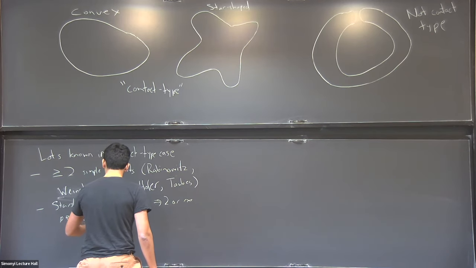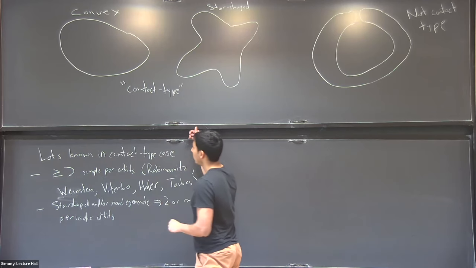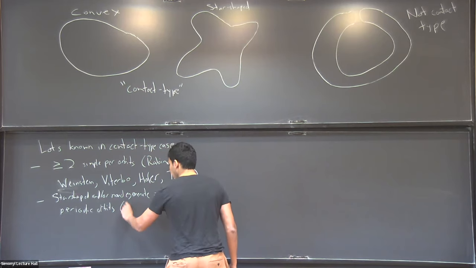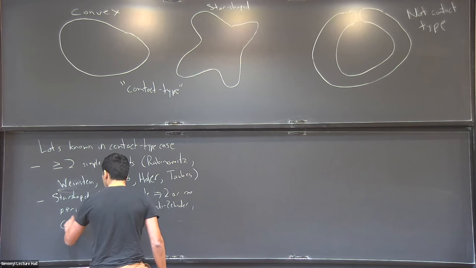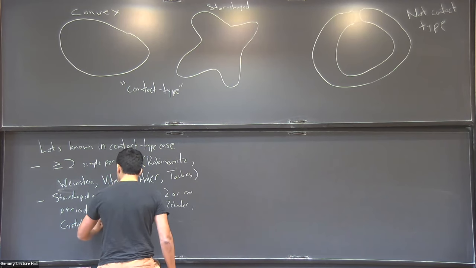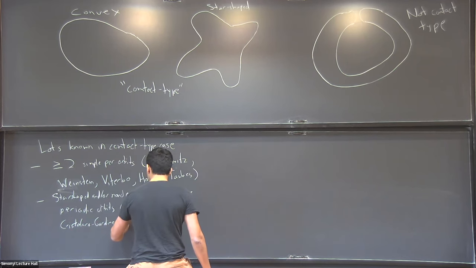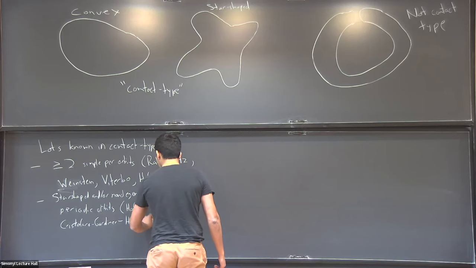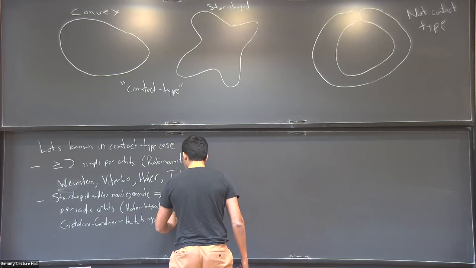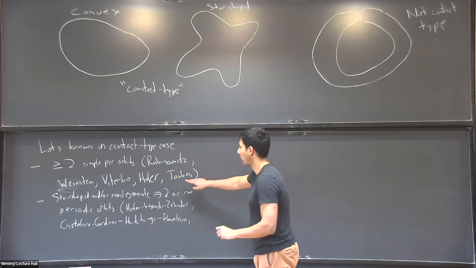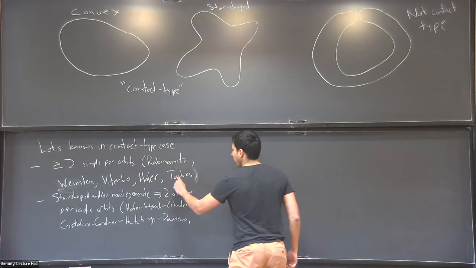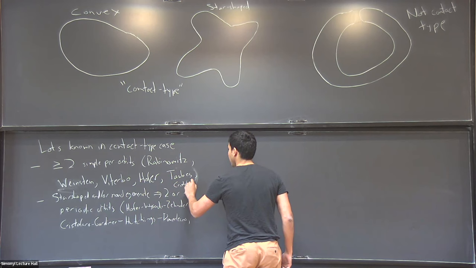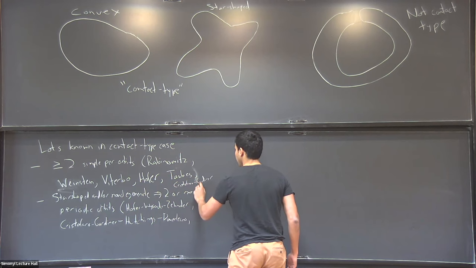So this is the combination of a series of works, starting with Hofer, Wysocki, Zehnder. Christopher Gardner. Hutchings. Hryniewicz. I'm missing a reference up here. These are all one periodic orbit. And then I should add Christopher Gardner. Hutchings.